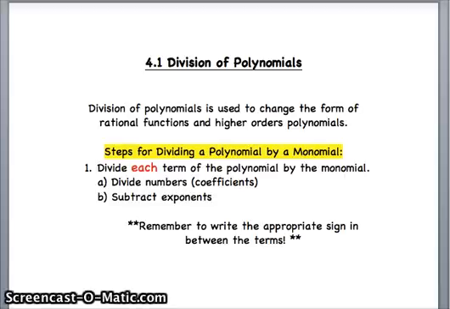You want to divide the coefficients, the main numbers, and you also want to subtract the exponents. And you always want to remember to write the appropriate sign in between the terms. So I'm going over to the next screen and showing you how I'm going to do it.